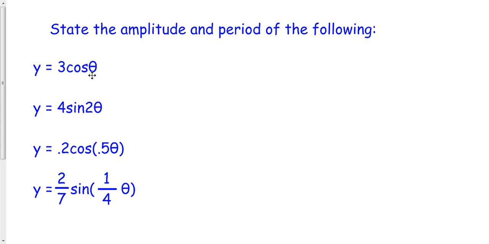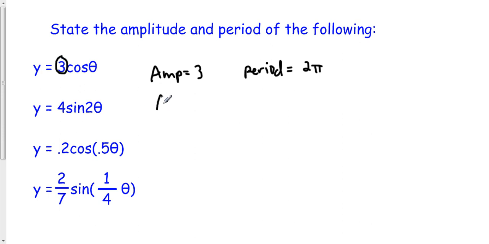Okay, so we've got y equals 3 cosine theta. We'll start with the amplitude. The amplitude of this guy is going to be just 3. It's this number out in front that affects the amplitude. The period, well, the normal period is 2 pi. And since we're not multiplying by anything inside, the period is still 2 pi, or 360 if you want to think of it in terms of degrees. But we're going to be talking in terms of radians from now on.